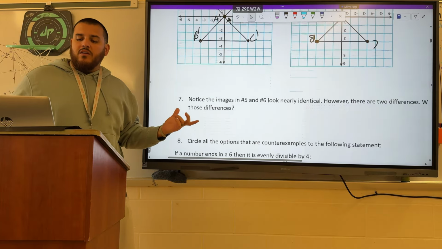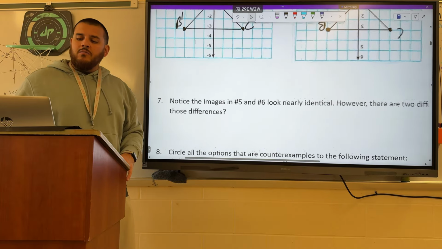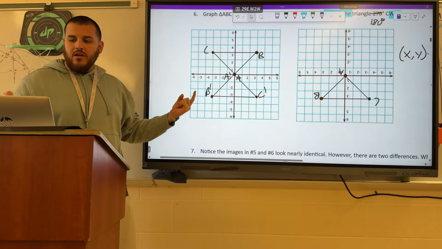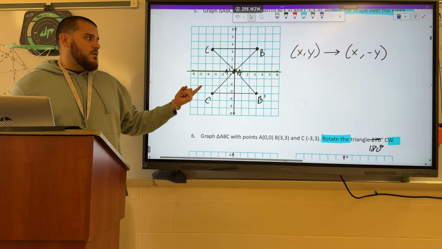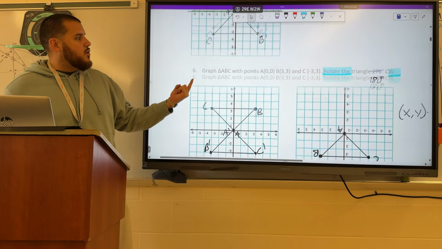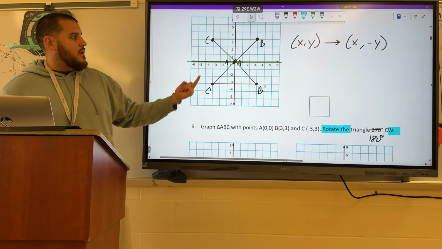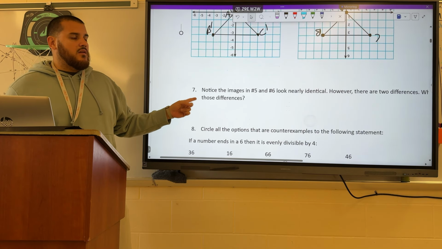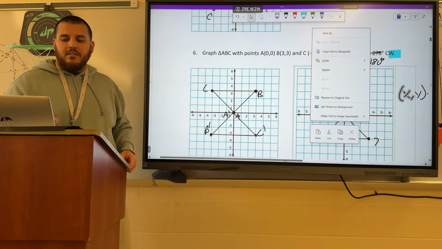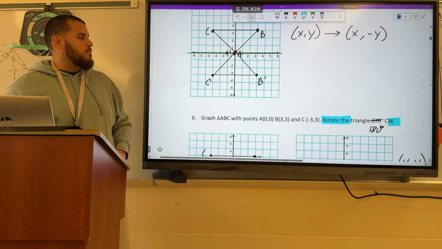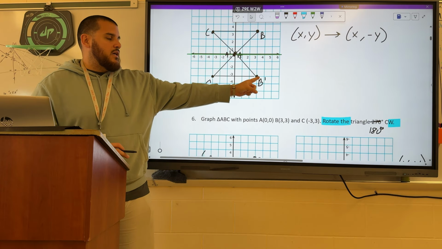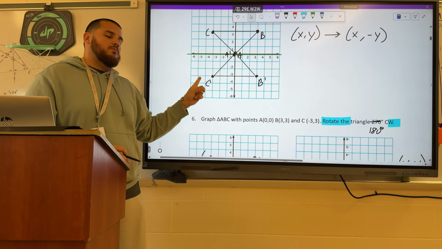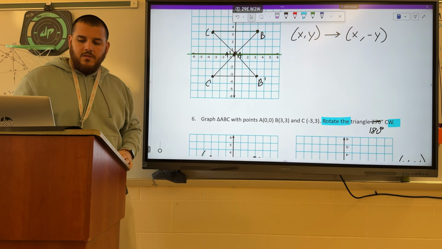Now, example 7 is asking us to take a look at our images in questions 6 and 5. So there's our image from 6, ABC prime. And then in our previous example, we see it's almost exactly the same. Matter of fact, if we don't look at the coordinates, it is exactly the same. All the points are plotted in the same locations. The question here is asking us to notice any differences. And the differences come from points B prime and C prime. Notice B prime is down here in quadrant 4 and C prime is in quadrant 3 for the reflection.